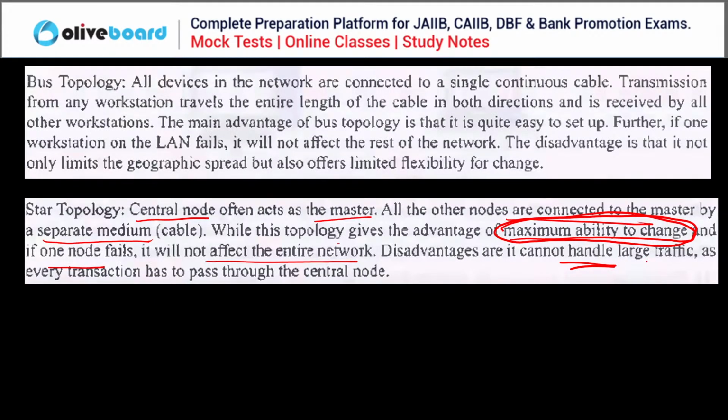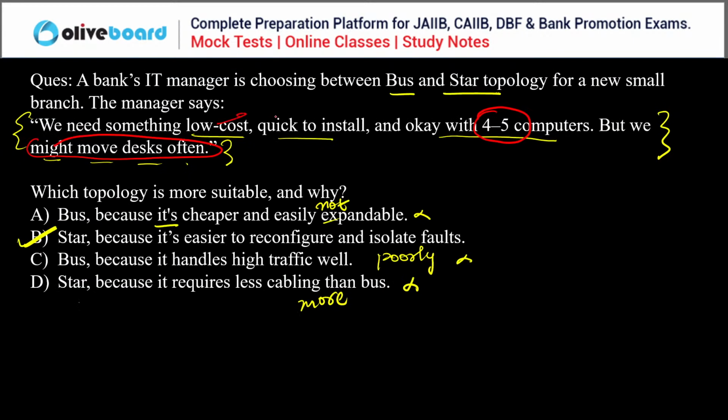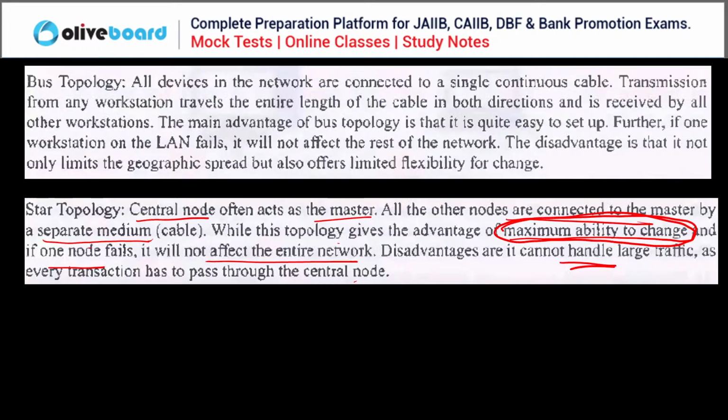So star topology is good, as every transaction has to pass through the central node. So it is low cost, quick to install, okay with 4 to 5 computers and easily changeable also. And that's why star topology is the best answer for this. Okay, done. And why not bus topology?